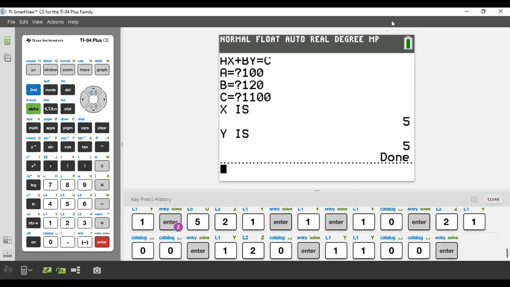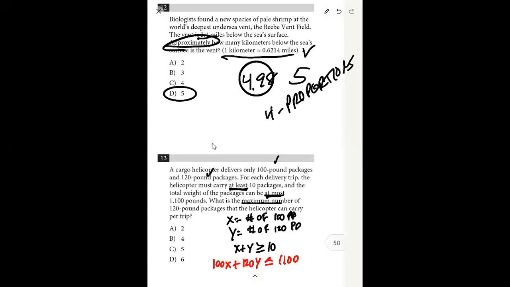So if we go back over to the test, it would be choice C. All right, so this would be systems of equations. All right, so let's keep going.